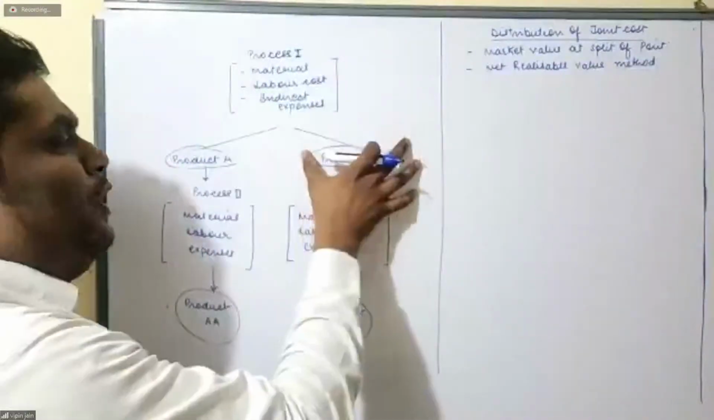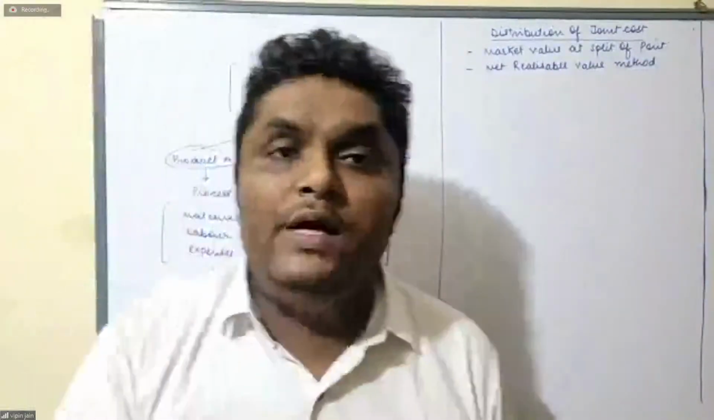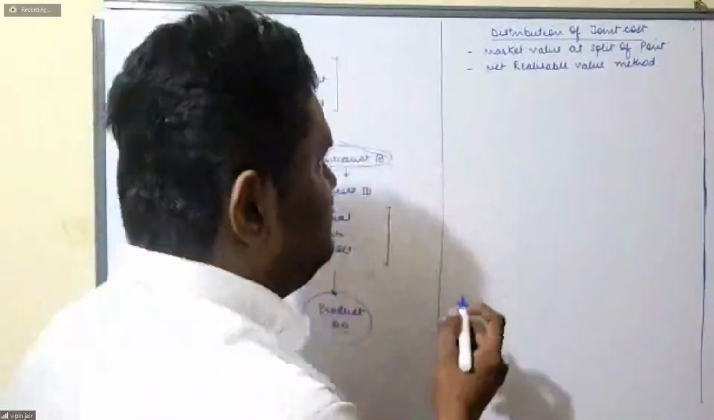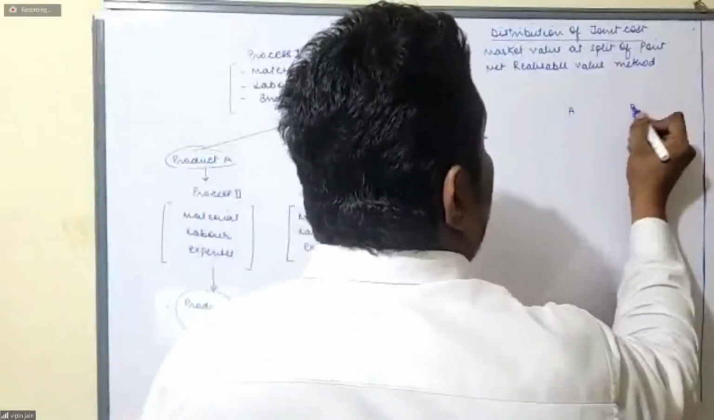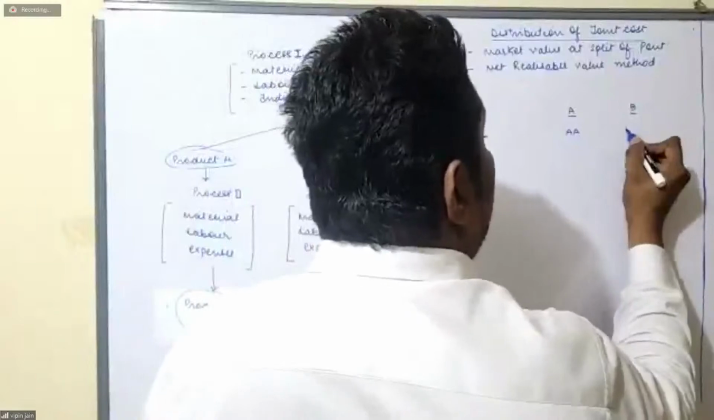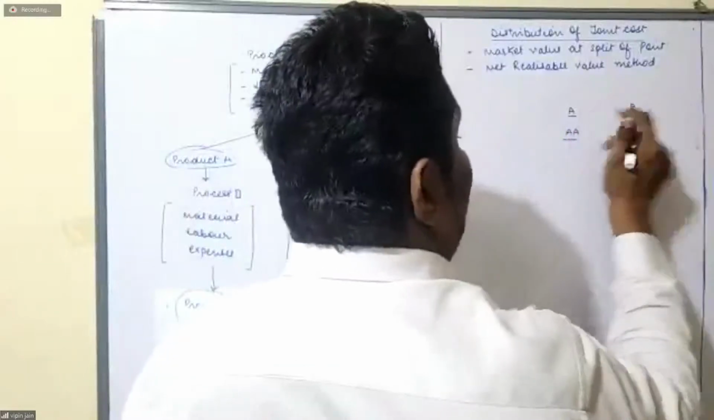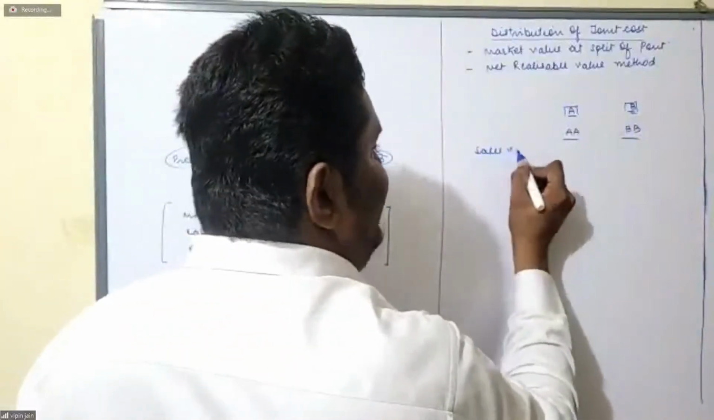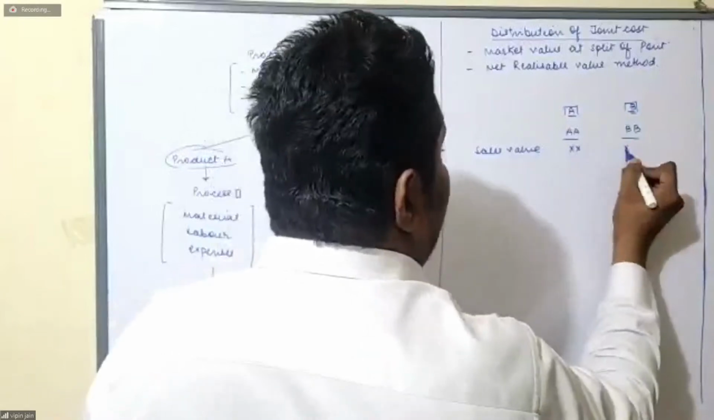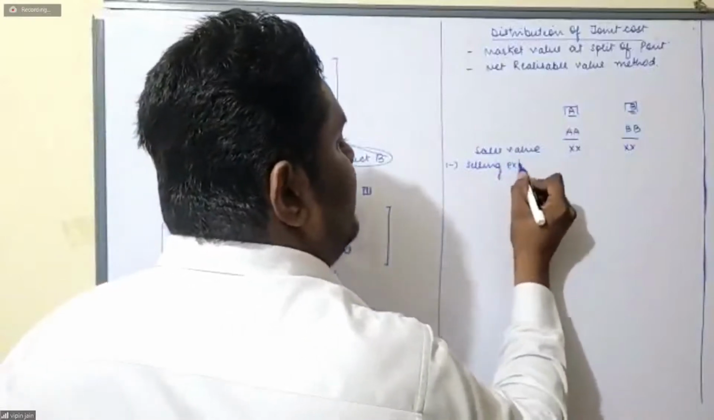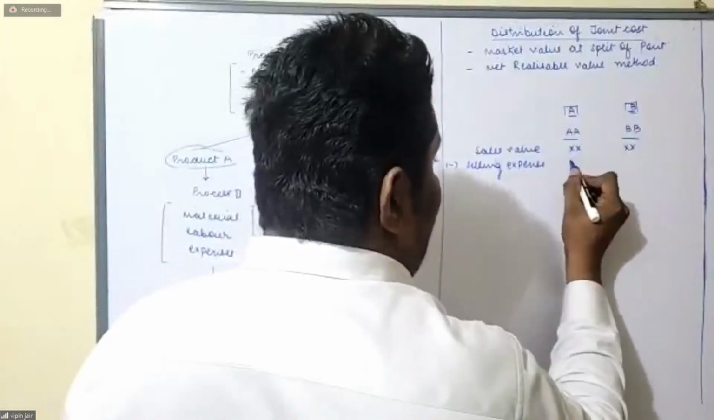So if the market value of product A and B is not available, what we will do? We will calculate the dummy market value. Now the question is how to calculate the dummy market value. We have to calculate the dummy market value of product A and product B. So what we will do is we'll do the reverse calculation. We will take the sales value of product AA and BB. From this, we'll deduct the selling expenses that are incurred to sell these two products, that is AA and BB.